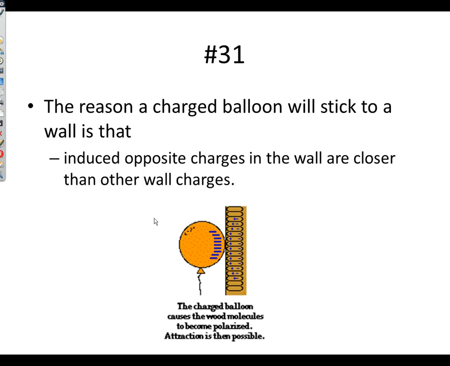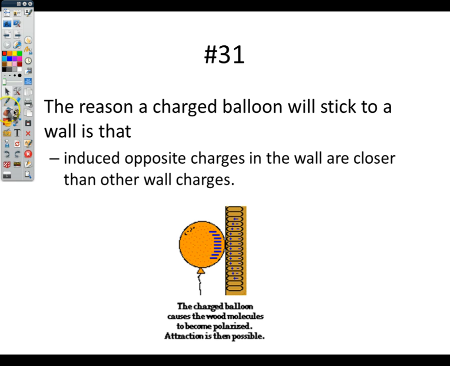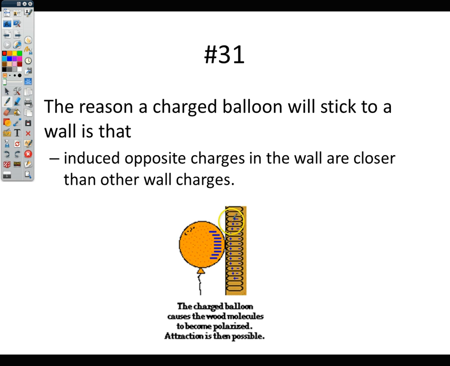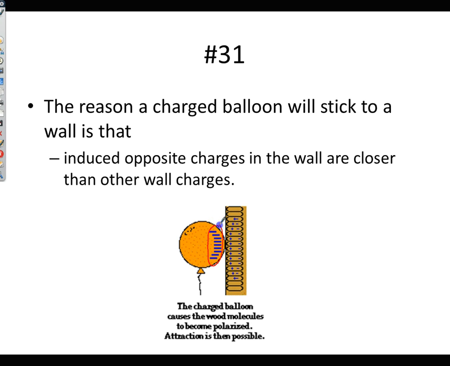This is electrostatics concept questions number 31 through number 40. We've already talked a little bit about this when it says the reason a charged balloon will stick to a wall is. If you remember, we know that there are charges on the balloon which are negative, all over the surface, and those pull on the positive charges on the wall. So we say that those are the induced opposite charges. In this case, they'd be positive.